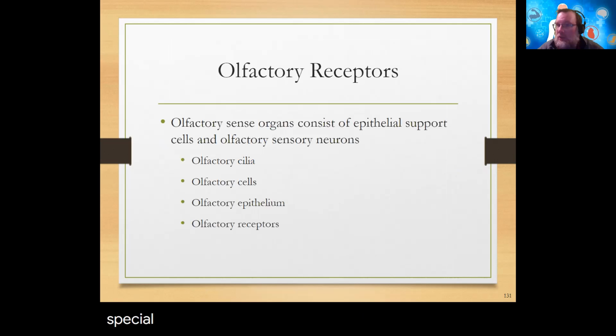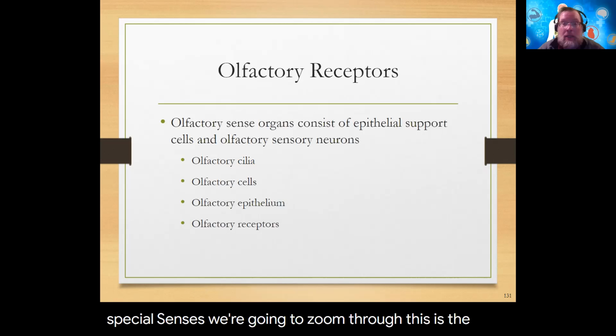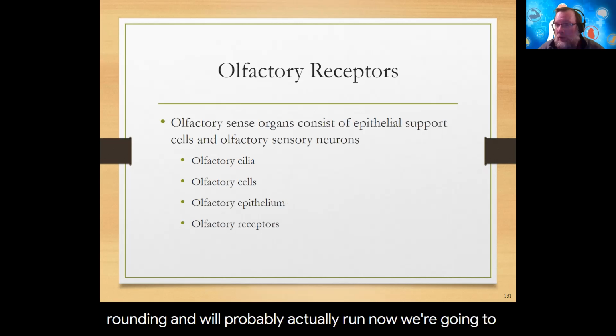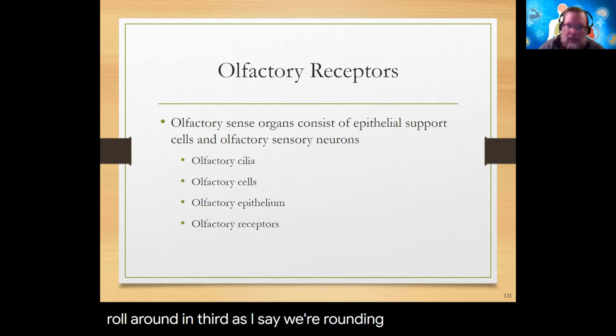All right, special senses. We're going to zoom through this. This is a fast-paced action. We're putting the pedal to the metal. We're rounding, we're probably actually rounding third. I was going to say we're rounding second, but that doesn't sound very appealing. That is scoring position though, so we'll say we're rounding third.